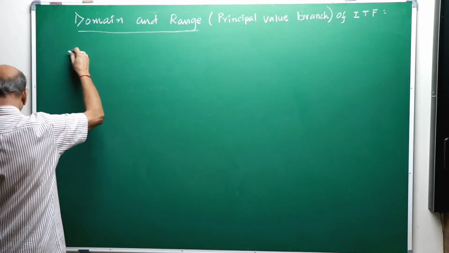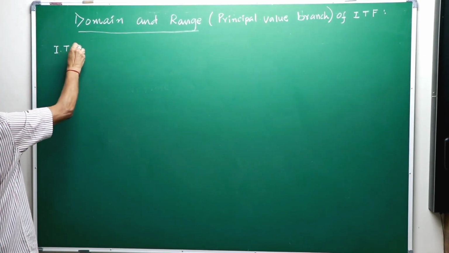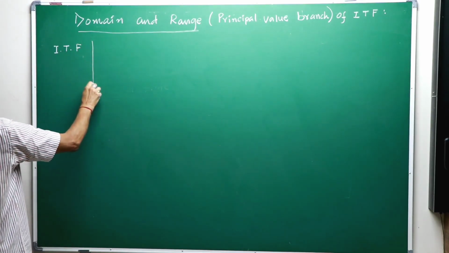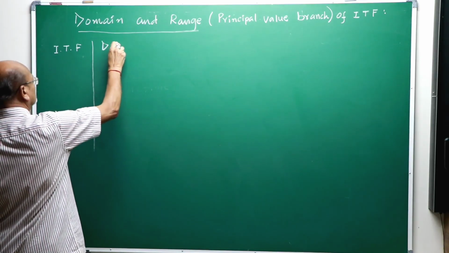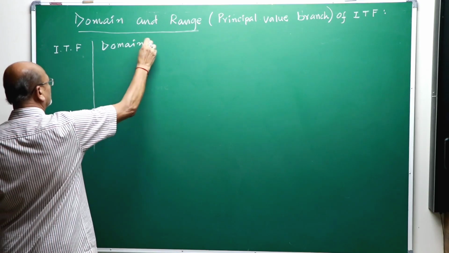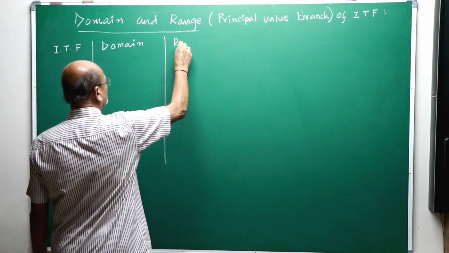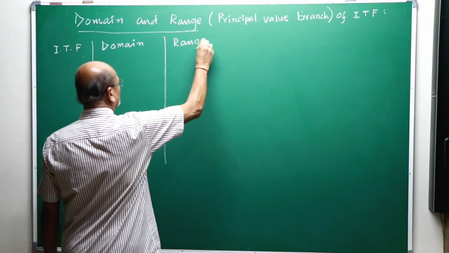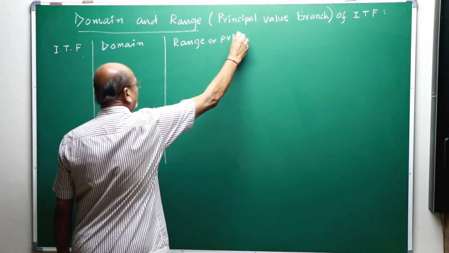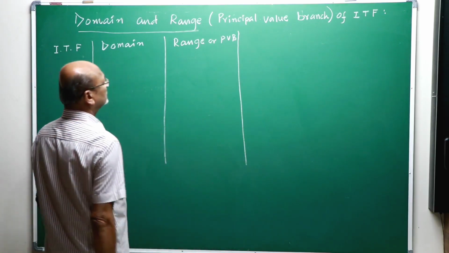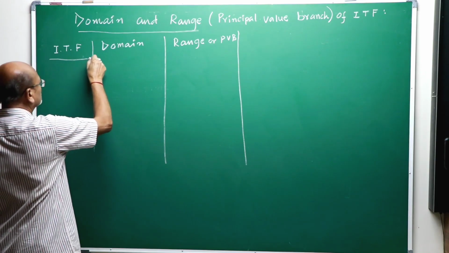Yes, my friends. First column, ITF, inverse trigonometric functions. Next is its domain. Next is range or principal value branch. I write in brief, PVB.